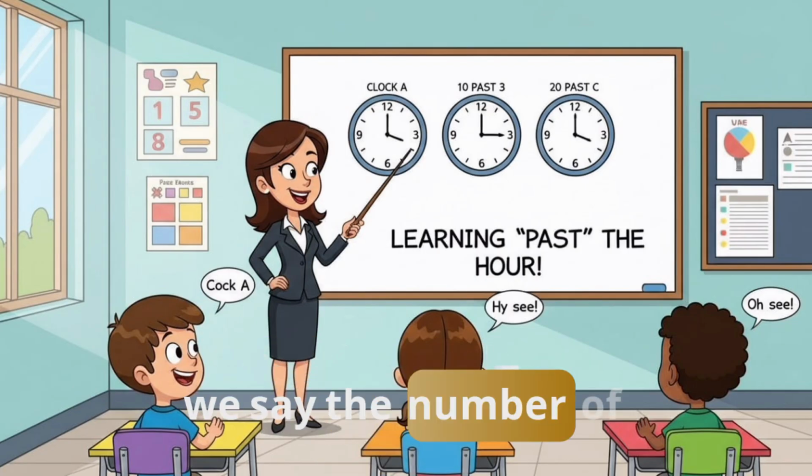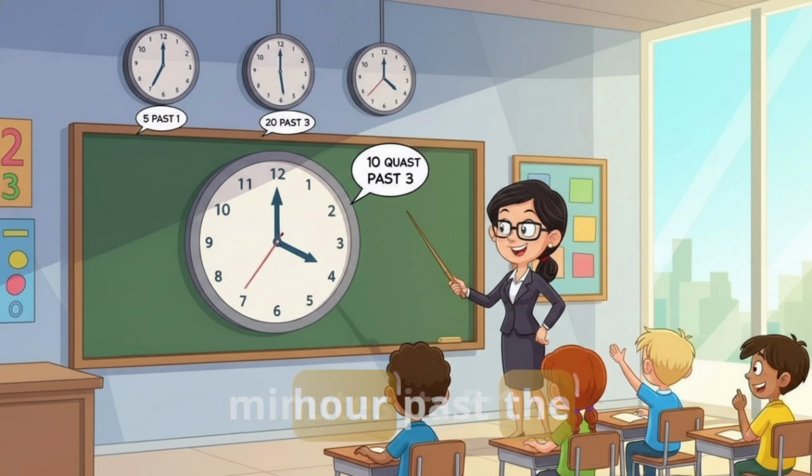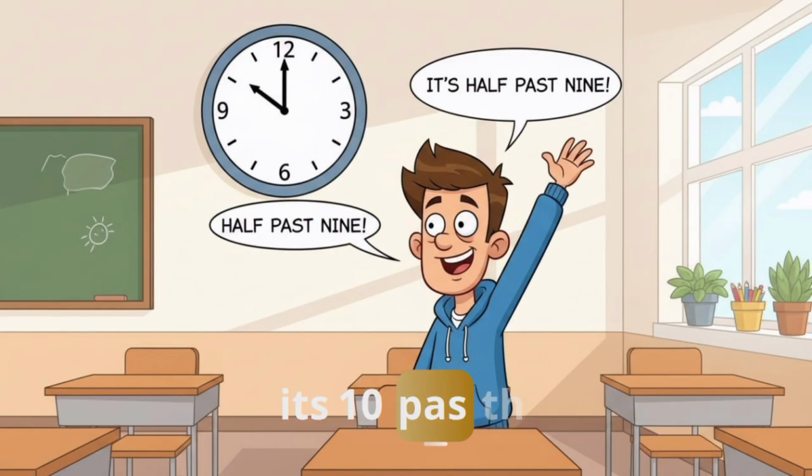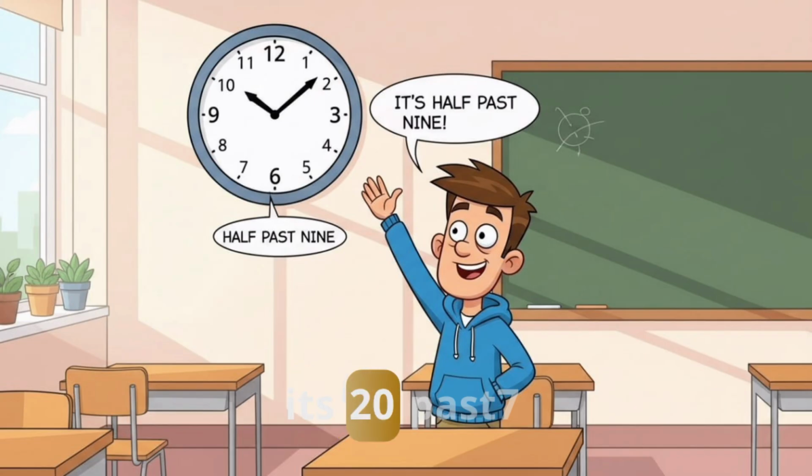We say the number of minutes past the hour. It's 5 past 1. It's 10 past 3. It's quarter past 5. It's 20 past 7. And it's half past 9.